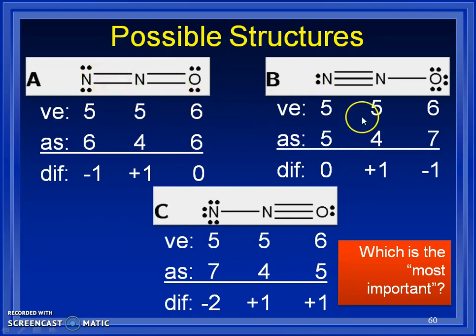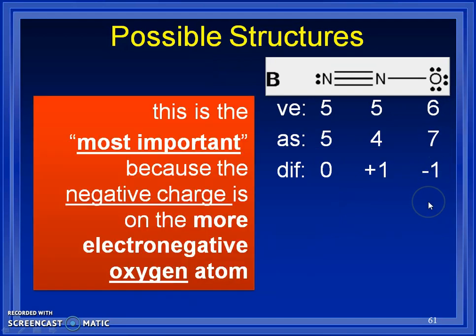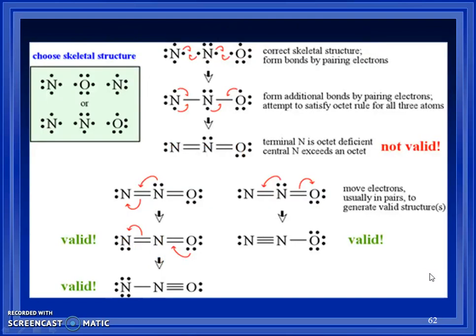Now if I look at A and B, however, what's going to be different? Well, look at this oxygen. This oxygen has 0, but this oxygen is a -1. And between oxygen and nitrogen, oxygen is more electronegative, so the oxygen should have that negative charge. So bada bing, bada boom, letter B is going to be the most important because that oxygen, the more electronegative atom, has that negative charge.